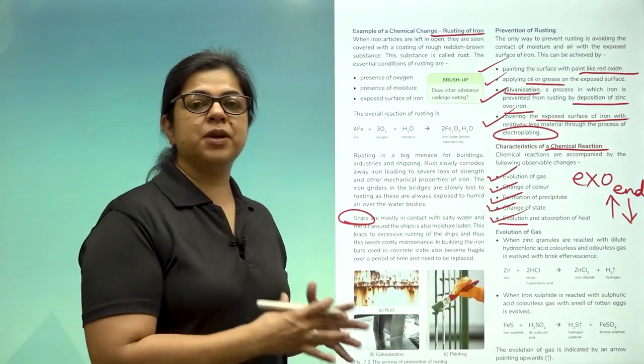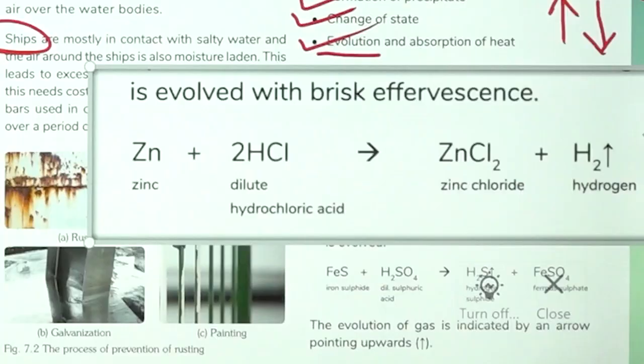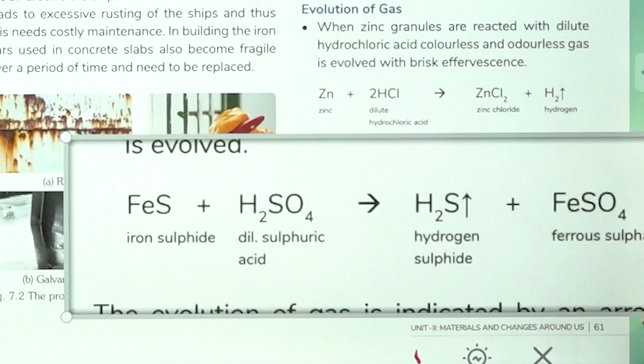Now let us understand these points one by one. So we will take up equations to understand these processes. Let us understand the evolution of gas with this example. When zinc reacts with dilute hydrochloric acid, zinc chloride is released with hydrogen gas. When iron sulfide reacts with dilute sulfuric acid, hydrogen sulfide gas and ferrous sulfate are produced.